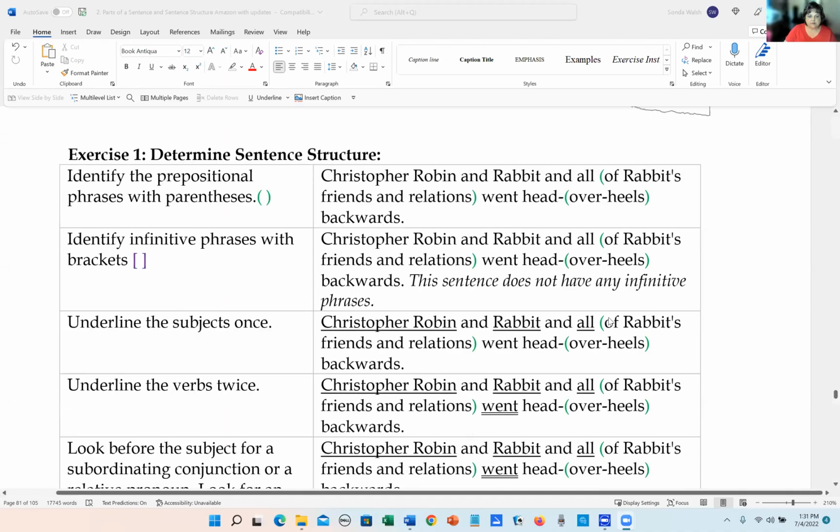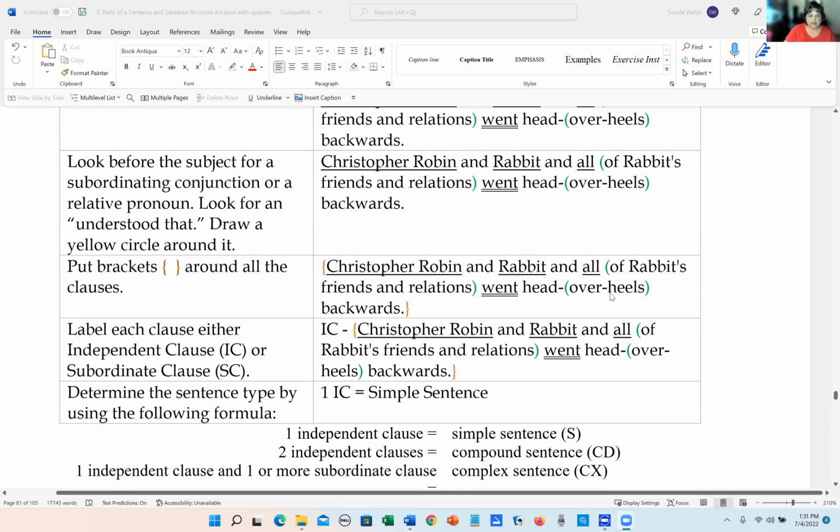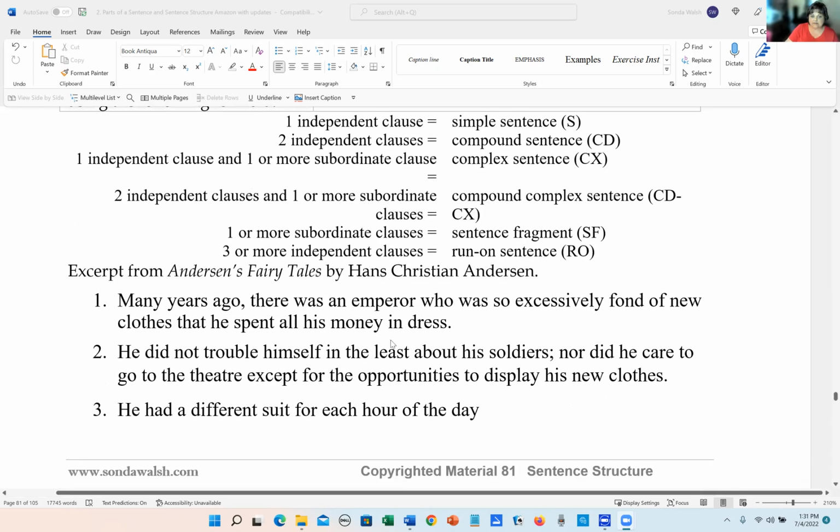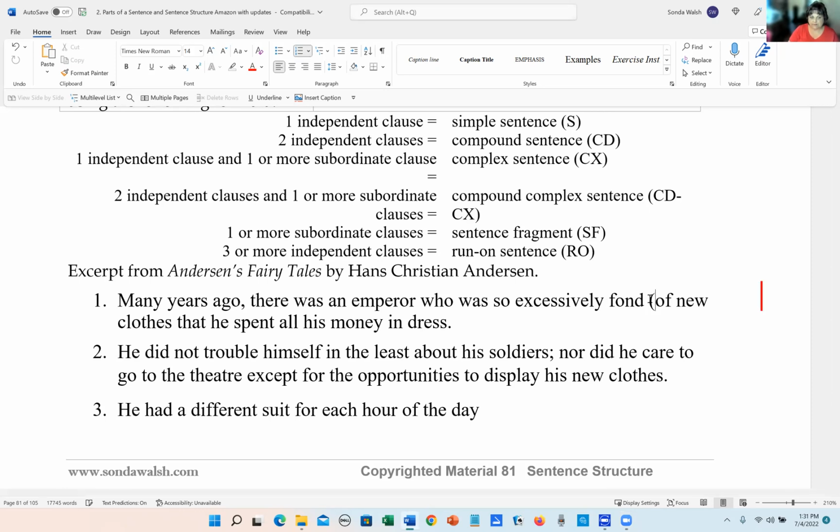All right, this is exercise 1. We'll get down here and we're going to identify each of these sentences as either simple, compound, complex, compound-complex, sentence fragment, or run-on sentence. And it's the same thing that we do since the beginning of time. So let's find our prepositional phrases.